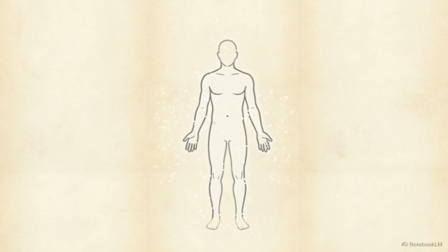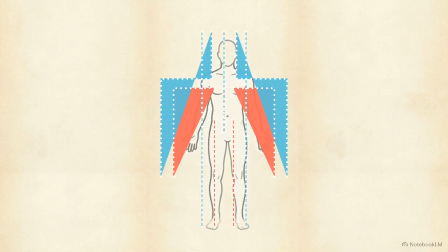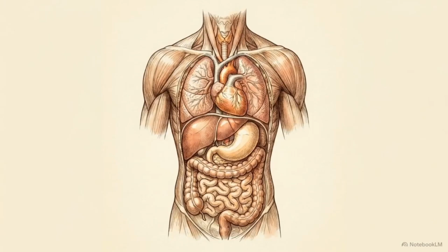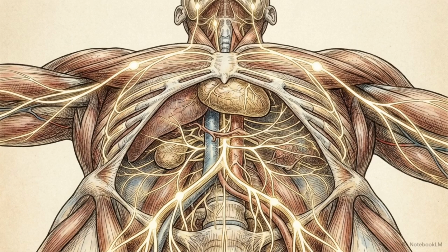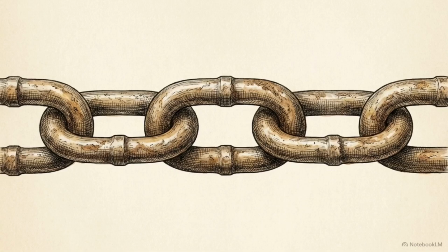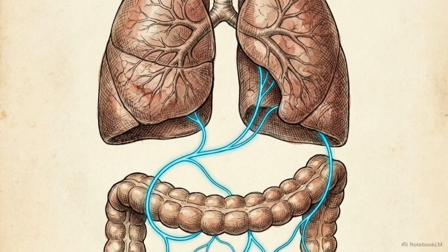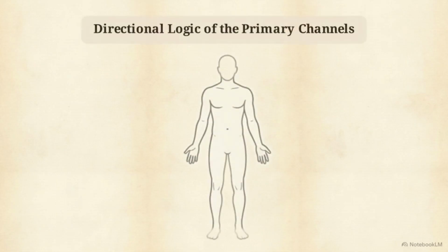Turning a complex anatomical map into a practical clinical tool is not about memorizing hundreds of random dots. It requires understanding the underlying directional logic of the entire system. We start with the macrostructure. The body relies on 12 primary channels, which act as the major biological highways. Each one is directly linked to a specific internal organ pair, like the lungs and large intestine, or the heart and small intestine.